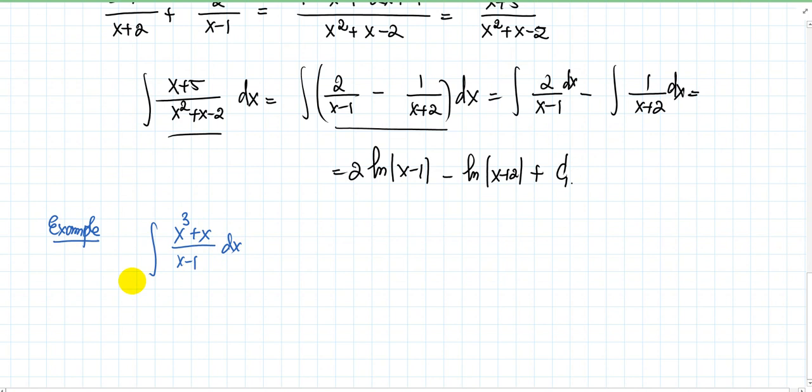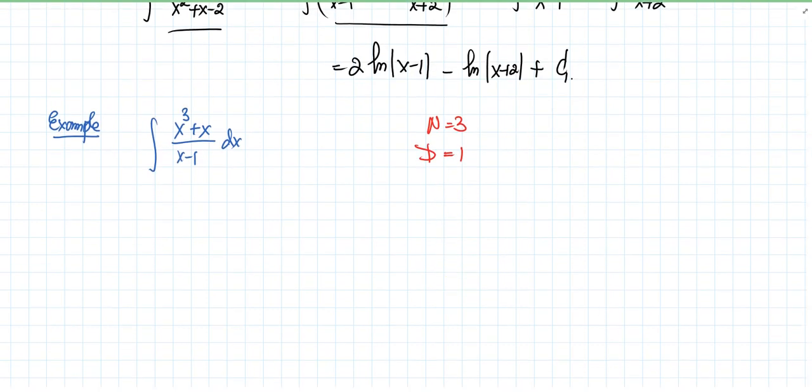So what is the power of the numerator? And what is the power of the denominator? It is 1. Okay? So we can divide the numerator by the denominator. If the power of the numerator is more than or equal to the power of the denominator, the first thing you need to do is divide them. Okay? Do you remember how we used to divide numbers in school?